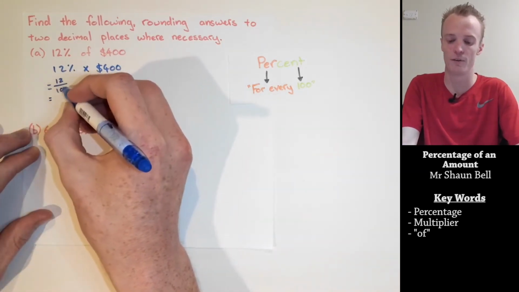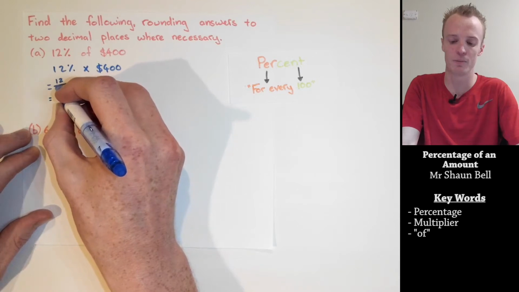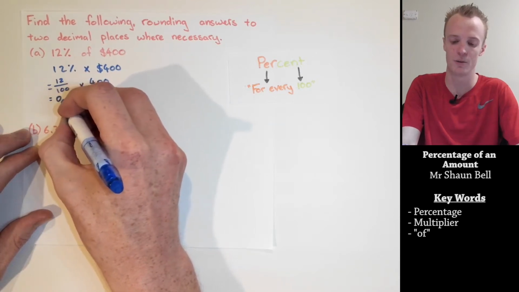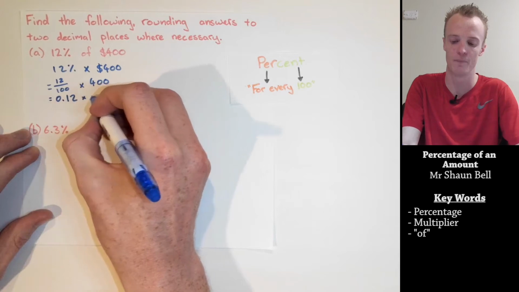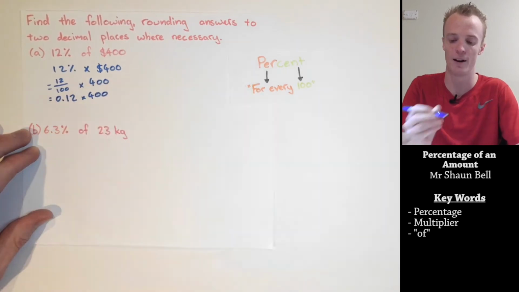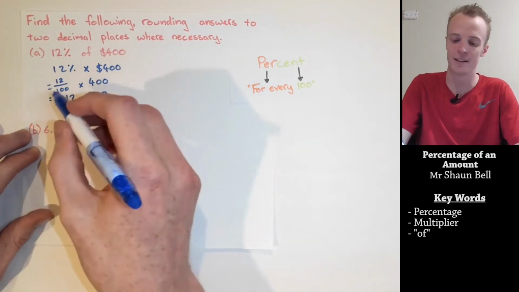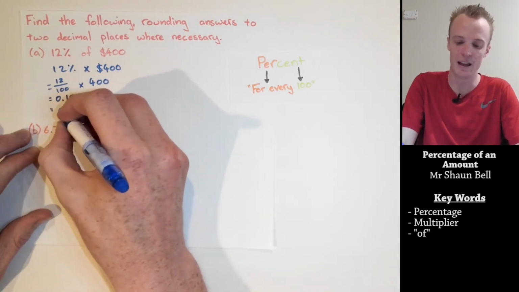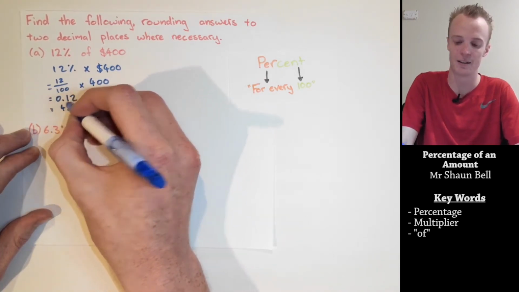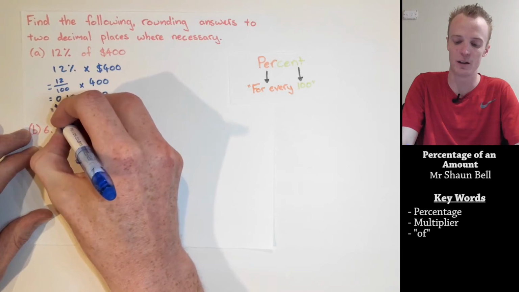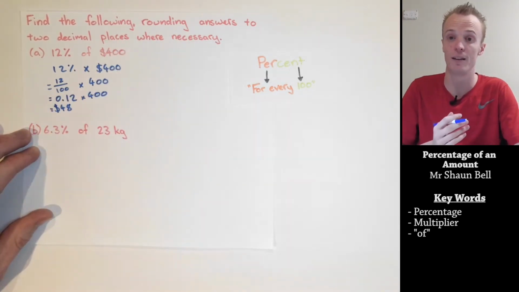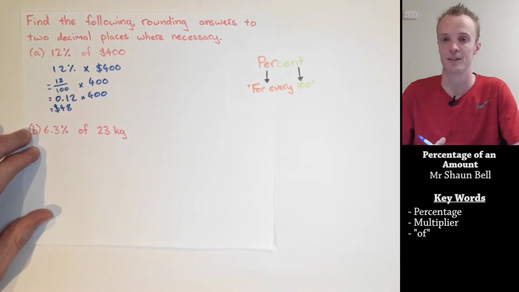Now 12 divided by 100, we need to move that decimal place 2 spots, so it's equal to 0.12 multiplied by 400. Now when we enter this into a calculator, it equals 48. However, we need to include the units that we started with, which is $48.